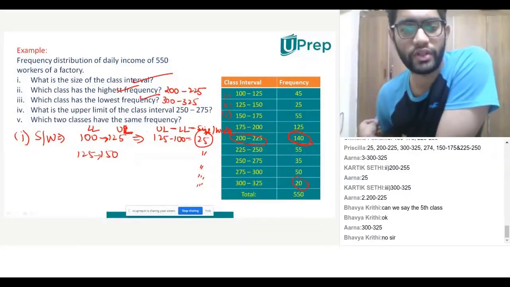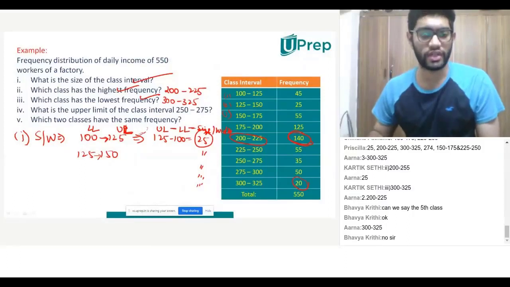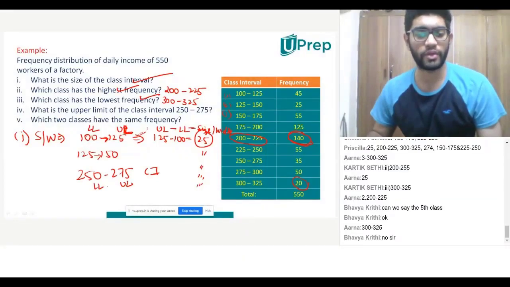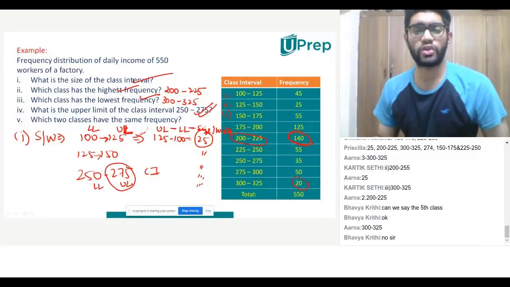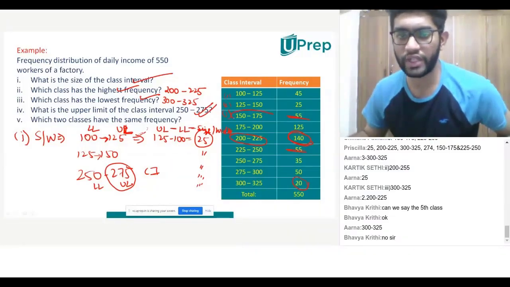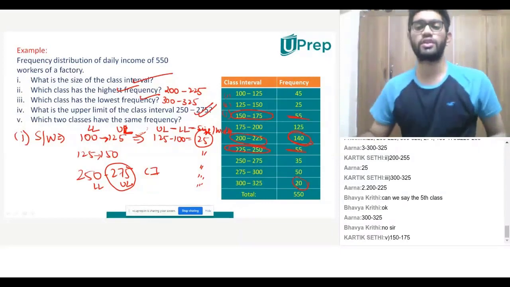What is the upper limit of the class interval? 250 to 275 is our class interval. This is the lower limit. This is the upper limit. What is the upper limit? It is 275. And it asks which two classes have the same frequency? Observe 55, 55. That means 150 to 175 and 225 to 250 have the same frequency.